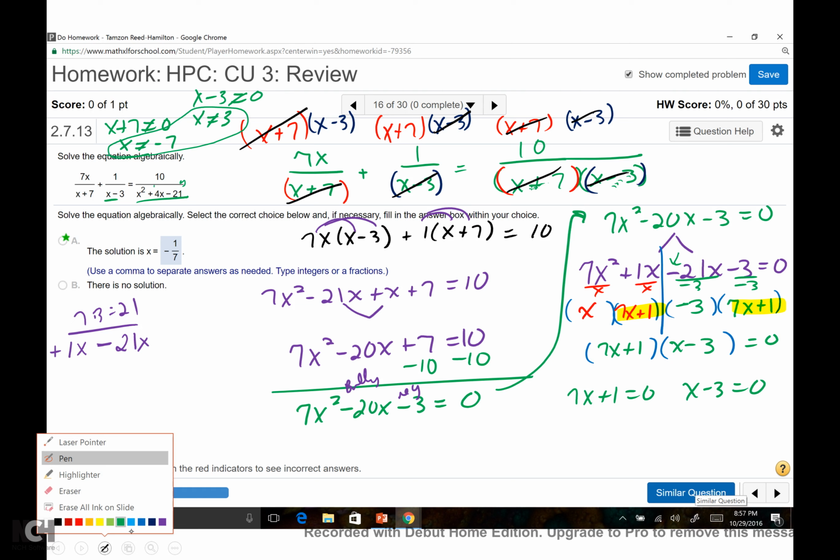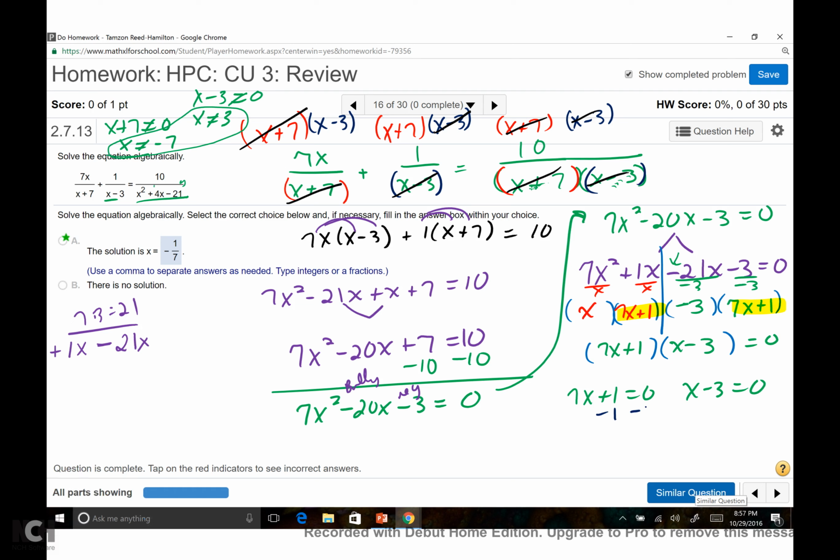Alright, so minus 1, 7x equals -1, divide by 7, divide by 7. X equals -1/7. Add 3, x equals 3. Not being 3 is one of my restrictions, so that one I have to throw away. The other wasn't one of my restrictions, so my solution is -1/7.